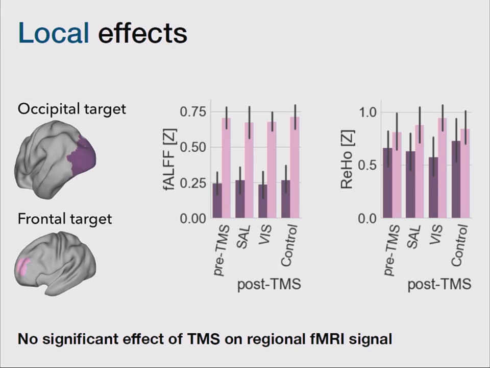The height of the bar plots in the middle illustrates the amplitude of the low frequency fluctuation, while the bar plots on the right give us information about the regional coherence of the fMRI signal, or ReHo. So in general, TMS has no local effects for any of the 2 metrics across TMS conditions and for any of the 2 stimulated regions, which can be observed in the similar height of the bars with the same color that codes the stimulated area.